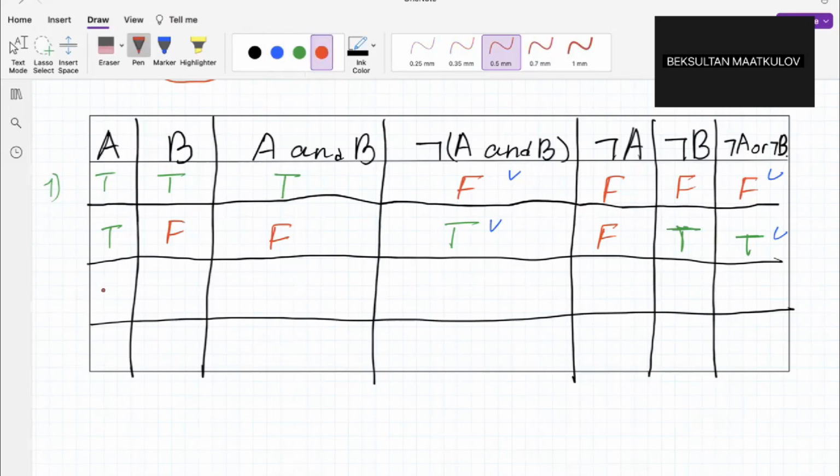Okay, what about the other case? Let's imagine that A is false and B is true. What will be A and B in this case?